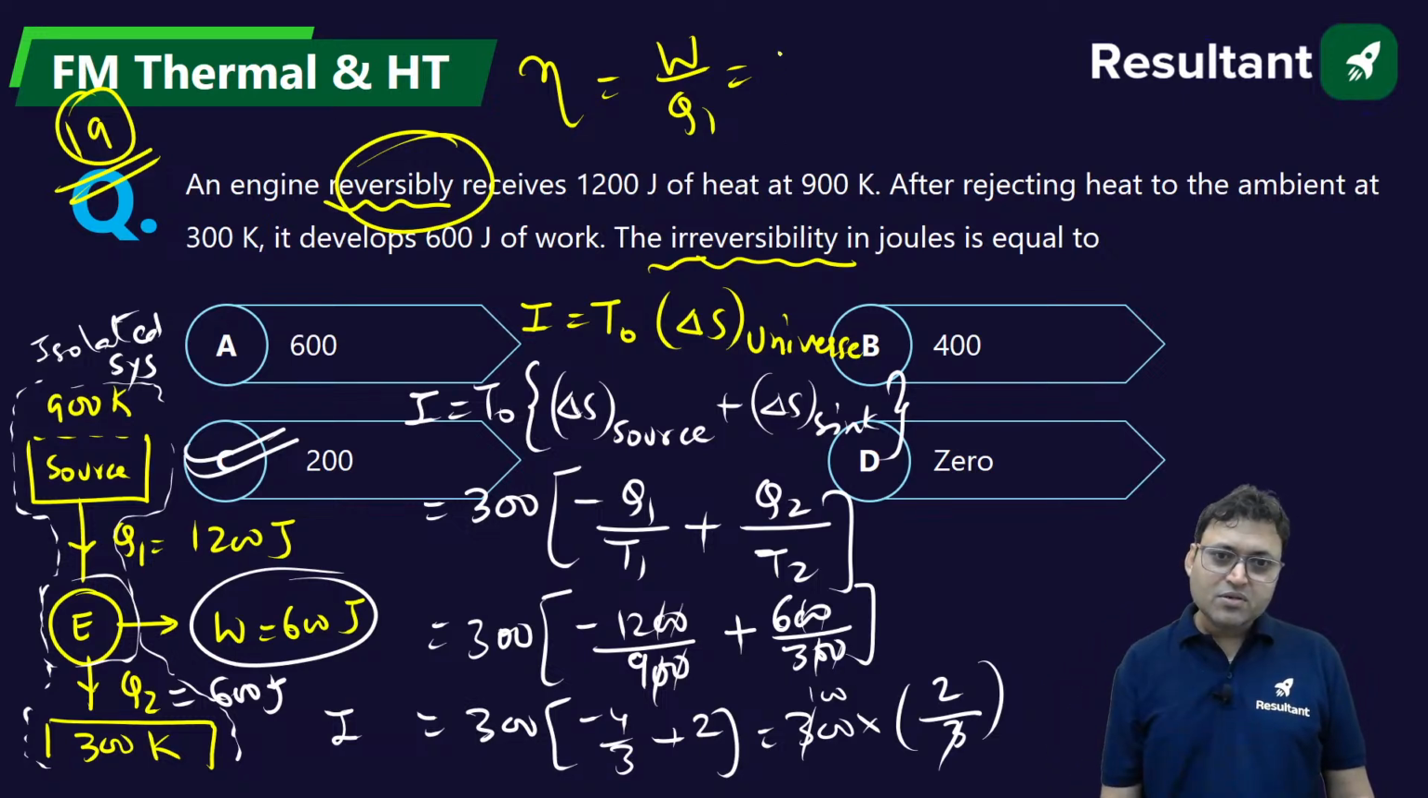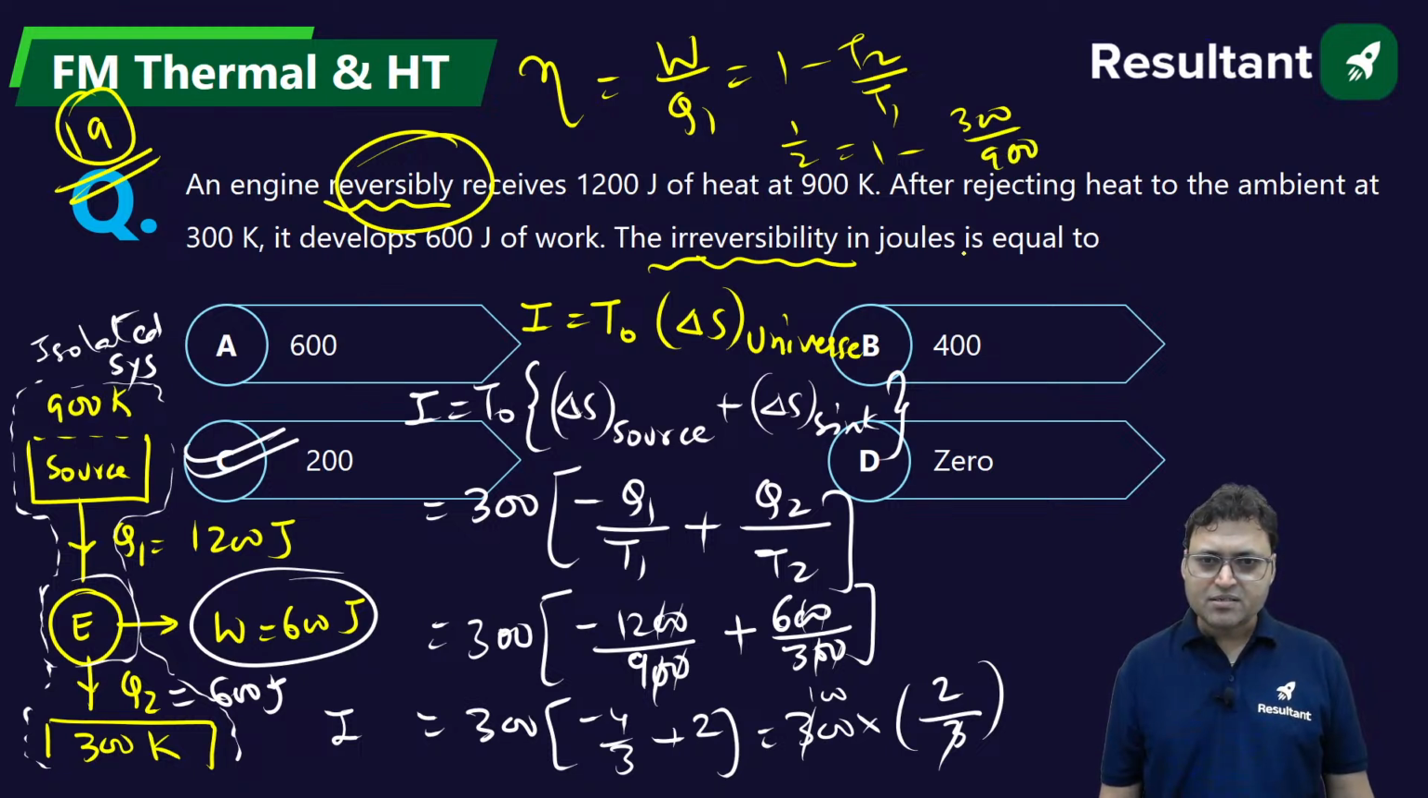W, is this correct or not? W by Q1. So it is 1 by 2 is equal to 1 minus T2 by T1, 300 by 900. It is not correct now. Either T1 should be 600 Kelvin or T2 should be 450 Kelvin. Yes, there is a problem with the question.